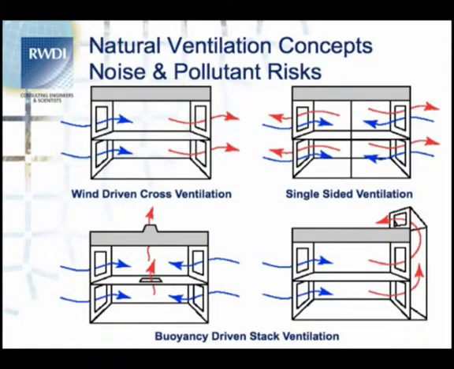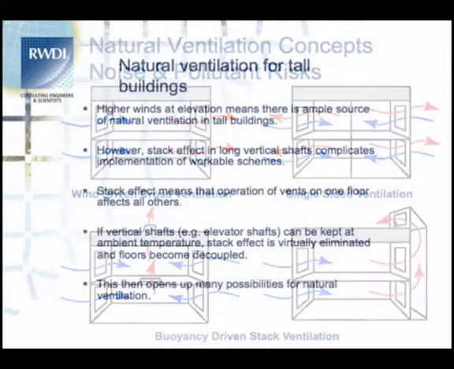One can think of using the wind directly for natural ventilation, and these diagrams show different possible schemes. You can have simple wind driving airflow straight through the building. You can make use of some of the temperature gradients within the building. One of the problems that arises with really tall buildings is that you have stack effect.